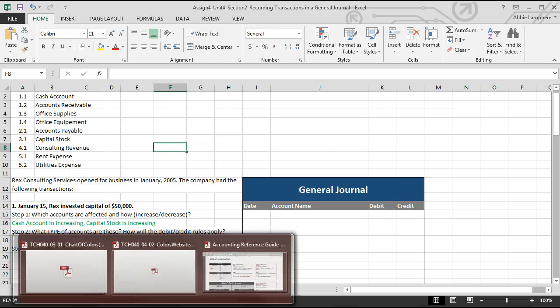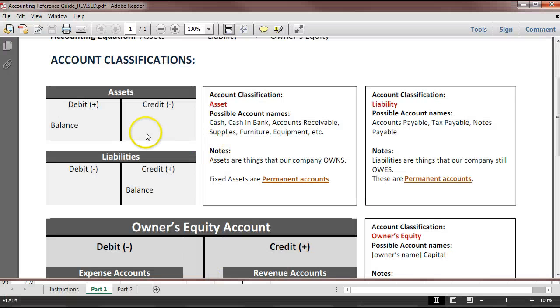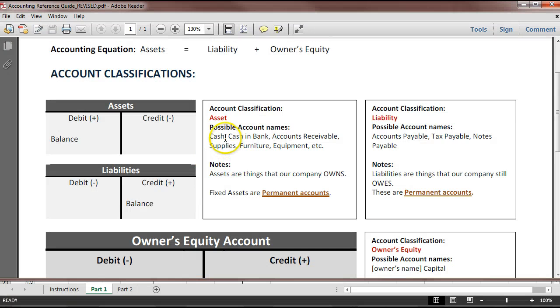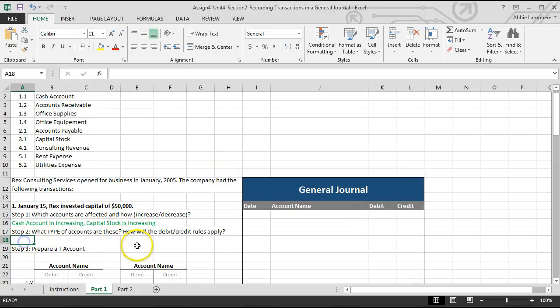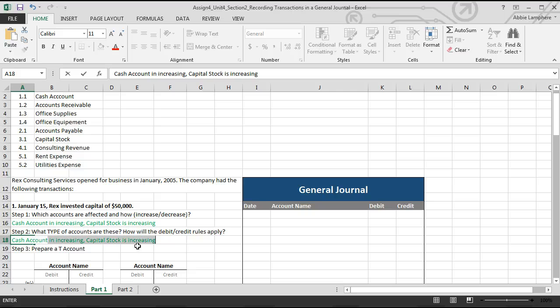Let's go to our reference guide. Hopefully by now you know cash is an asset account. When we look at our assets set up here, we see that it increases as a debit and decreases as a credit. So in our explanation, we can say cash account is an asset and will increase on the debit side.